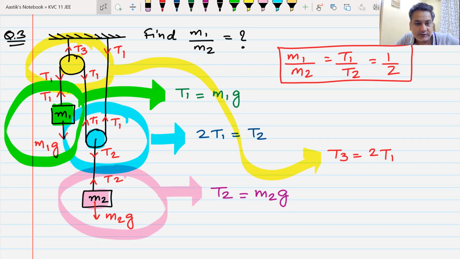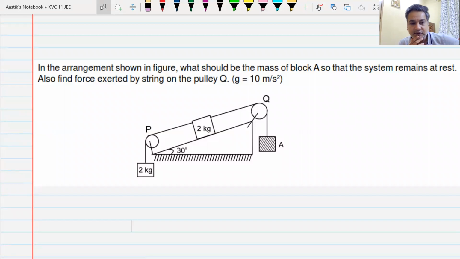let us also solve this problem, and we will discuss certain points here. I hope you can see this problem. In the arrangement shown, what should be the mass of block A so that the system remains at rest? They can ask it in this way: system remains at rest, or system remains in equilibrium. Also find out the force exerted by the string on the pulley. This is something they might ask sometimes in JEE Advanced. So what is the force exerted by the string on the pulley?